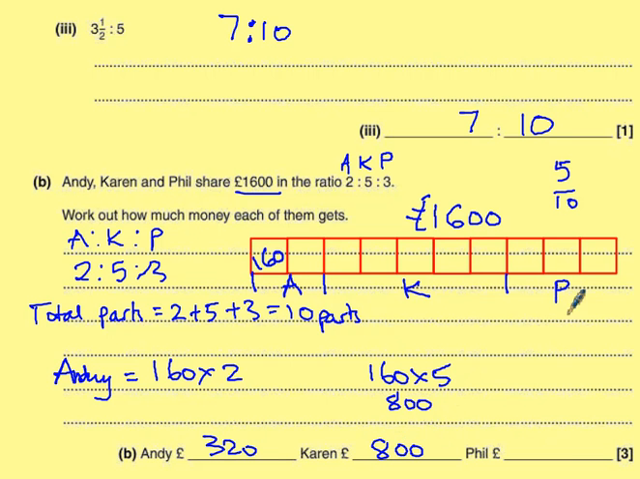And Phil gets 3 parts, 160 multiplied by 3. 16, 16, 32, 48. So £480 is what Phil gets. 480 plus 320 is 800, plus another 800 gives us 1,600. So there we have it. Andy gets £320, Karen gets £800, and Phil gets £480.